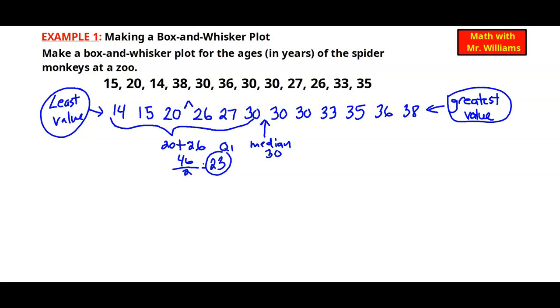Now our next one would be between 30 and 35. So we add these two up, divide by 2, and we would get 34 for quartile 3.